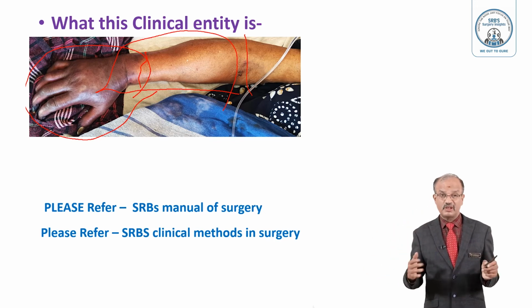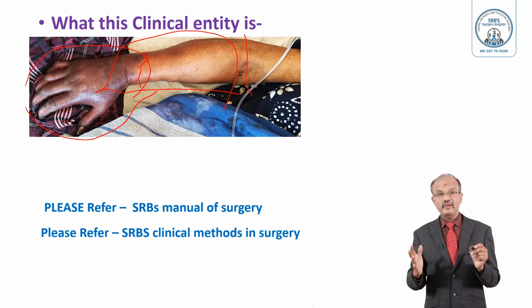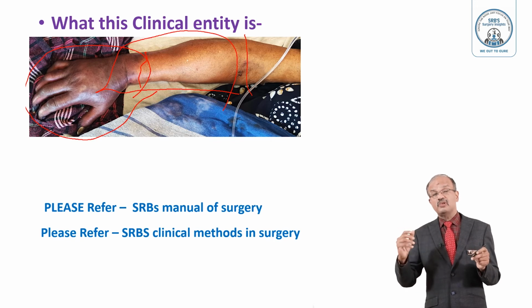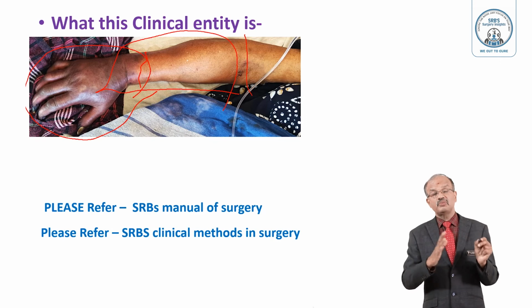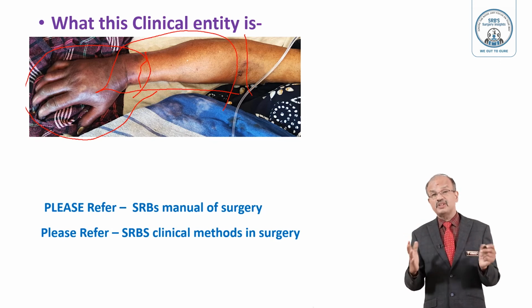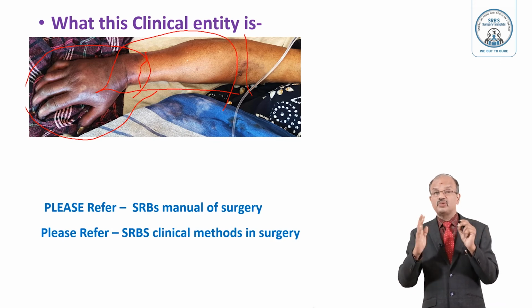So many causes are there, which you can always go through in my manual of surgery, chapter on peripheral arterial disease, arterial diseases, which gives detail about embolism and also about upper limb ischemia. And for examination of these cases, see clinical methods in surgery, which gives a live demonstration also of how to examine such a patient.